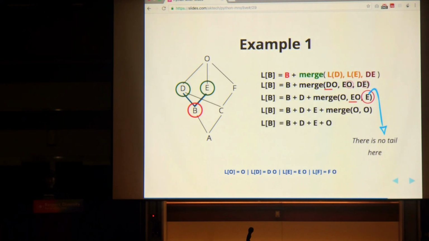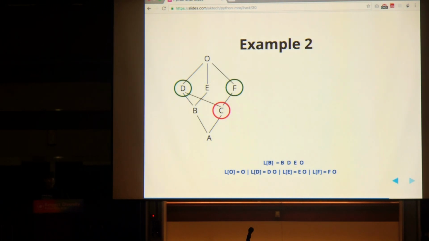So the linearization of B is B, D, E, O. What this means exactly is, if you call a function on the class object of class B, this is the order it will look for the method. It will look in B first, then if it is not found in B, it will look for the method in D, and then in E. If not found, then O. O is basically the object, so it will not look further than that.